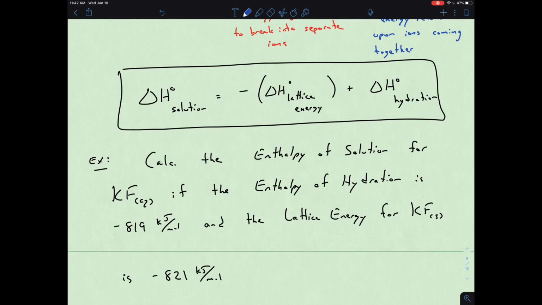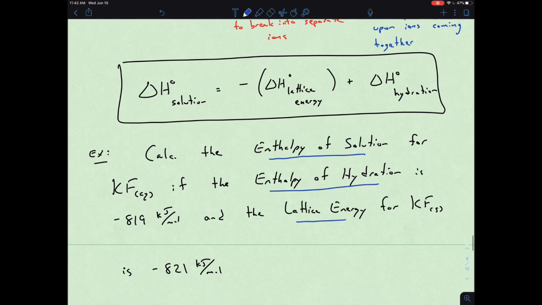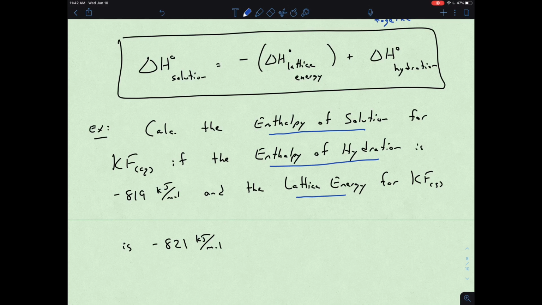So if we look at what we're given here, we're given the enthalpy of hydration as well as the lattice energy, and we want the enthalpy of solution. So obviously we're looking at the equation that we see above.